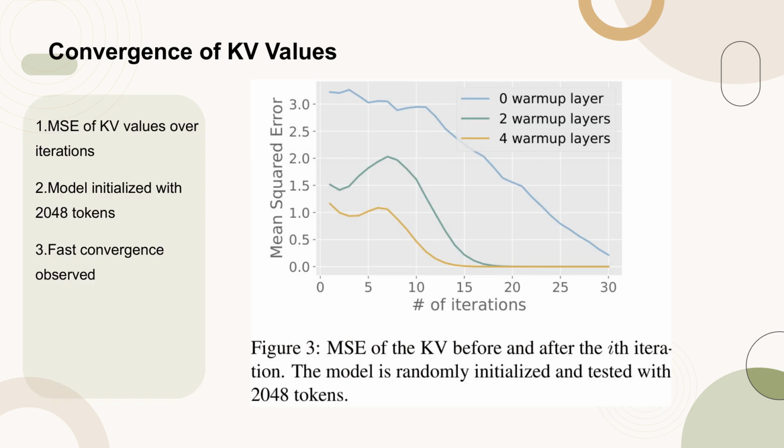Figure 3 illustrates the mean squared error, MSE, of the key value, KV, pairs before and after each iteration. The model is randomly initialized and tested with 2048 tokens. The graph shows that the KV values converge rapidly over a few tens of iterations, indicating that fewer iterations are needed to approximate the final KV values. This fast convergence is crucial for reducing computational costs during model training.